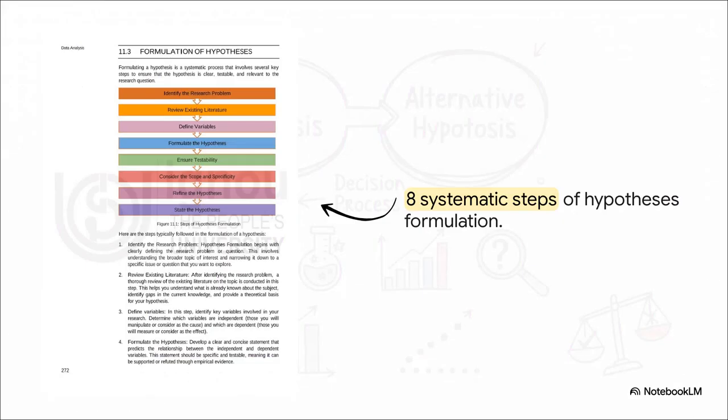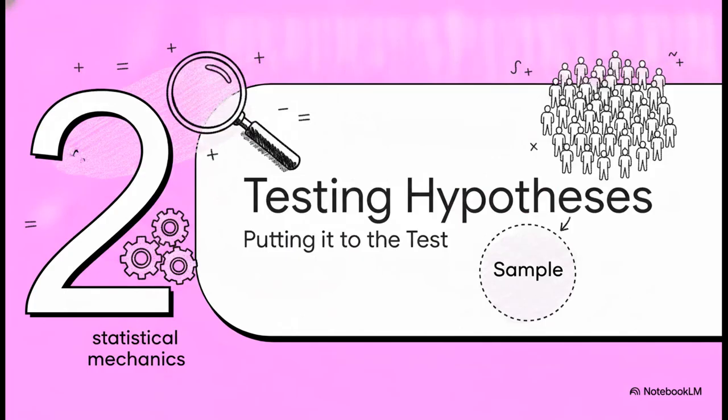But you don't just wake up one morning with the perfect hypothesis, right? There's a systematic 8-step process to get there. You start way up top by identifying a broad research problem, reviewing the literature, and defining your variables. Then you funnel it down. You make sure it's testable, you check its scope, and you keep refining it until you've got this highly specific, formal hypothesis that is totally ready for the lab or the field. Moving on to part 2, steps to test hypotheses, putting it to the test.